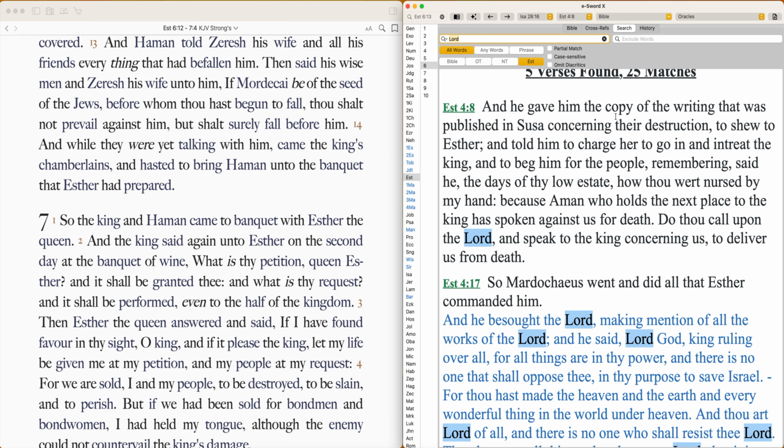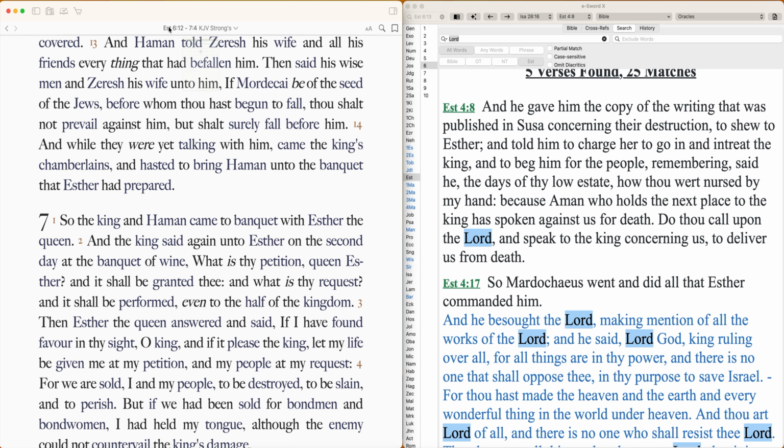Esther 4:8. He gave him a copy of the writing that was published in Susa concerning their destruction to show Esther, and told him to charge her to go in to entreat the king and to beg him for the people, remembering, said he, the days of thy low estate, how they were nursed by my hand, because Haman, who holds the next place to the king, has spoken against us for death. Do thou call upon the Lord and speak to the king concerning us to deliver us from death. Okay, so this is the Greek Septuagint, Esther 4:8.